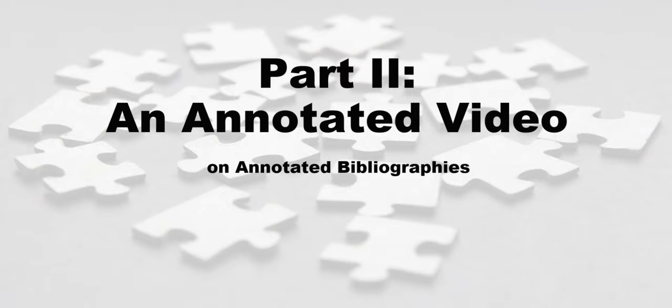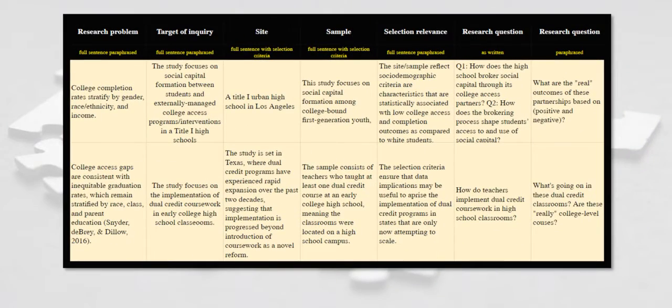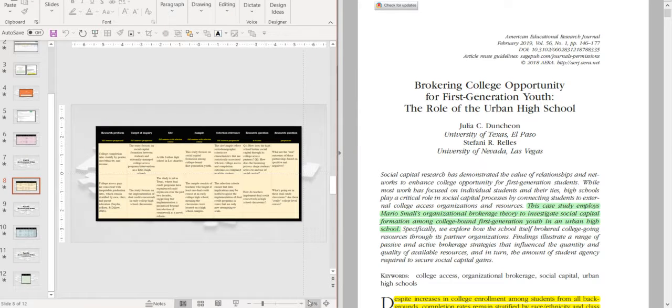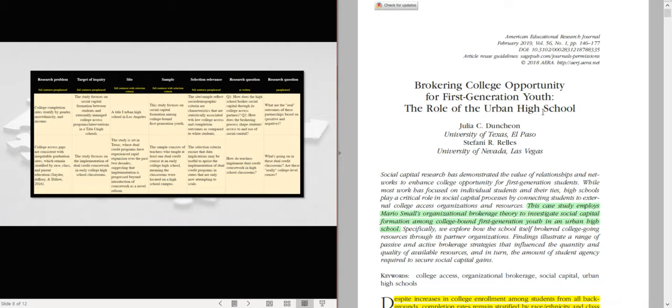Okay, welcome back to part 2. I'm going to talk a little bit about the research design elements, but the way I'm going to do that is I'm going to actually go through some of this manuscript and show you how I found choices to fill in these categories.